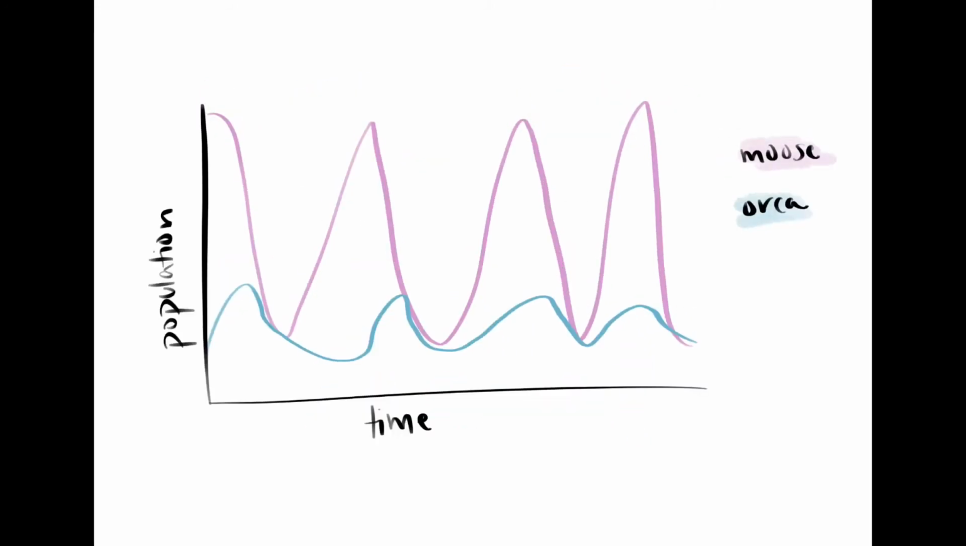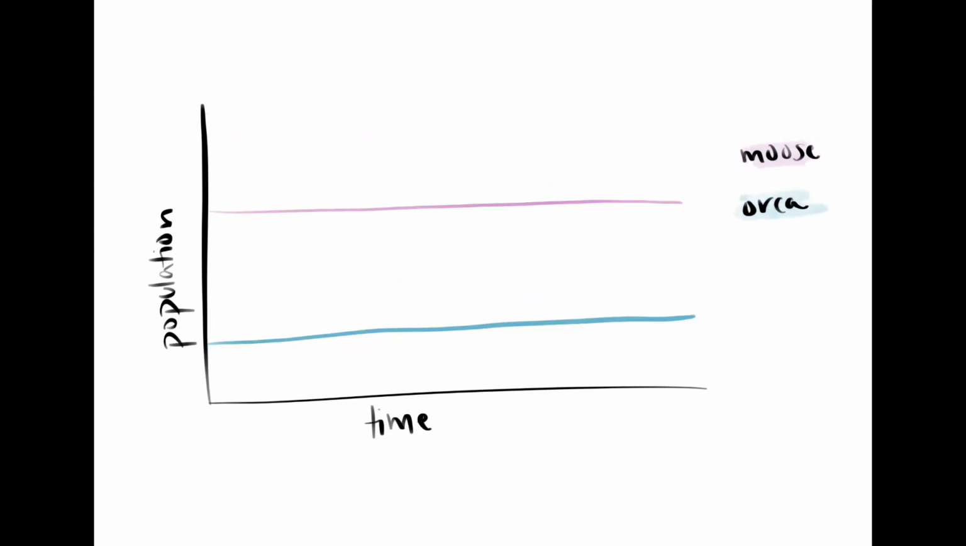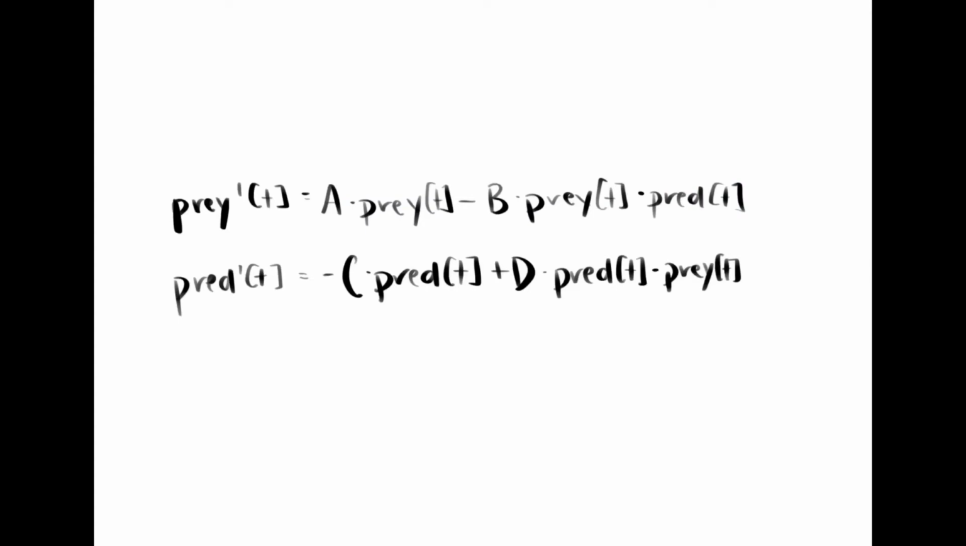As you can see, they show how when the predator population increases, the number of prey decreases, which decreases the number of predators, creating this pattern. But what if we wanted it to look like this? Let's go back to the equations. Well, these represent the change in our moose and killer whale populations.